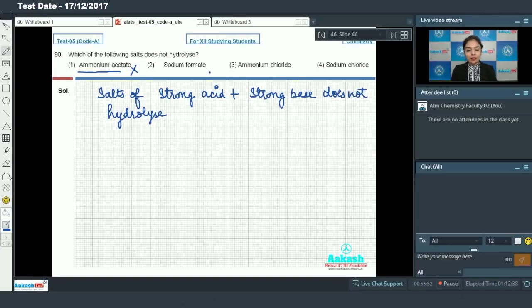Now we have sodium formate. It is composed of a strong base, that is sodium hydroxide, and a weak acid, that is formic acid. In this case, the anion part will hydrolyze. So this option is incorrect. Now we have ammonium chloride, which is composed of a weak base, that is NH4OH, and a strong acid, that is HCl. In this case, the cationic part will hydrolyze. So this is also incorrect. Now we have the fourth option, that is NaCl. It is composed of a strong base, that is NaOH, and a strong acid, that is HCl. So this will not hydrolyze in any condition. So this option will be our correct option.